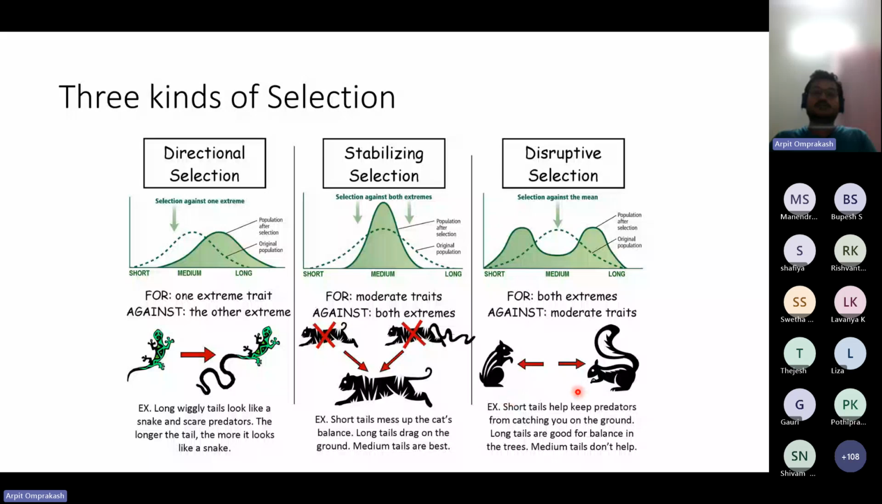Right. So basically, the fitness of medium-tailed squirrels here is less compared to the fitness of large-tailed or small-tailed squirrels, and thus in the population, we see that after selection, the median value decreases, whereas now we have two peaks at the two ends. Does anyone have any questions regarding this?